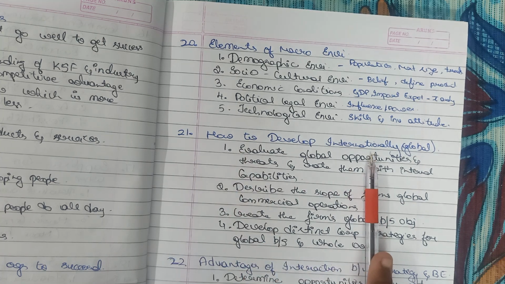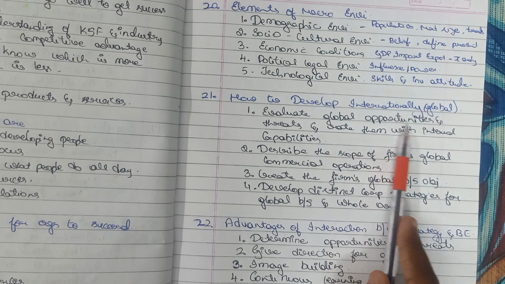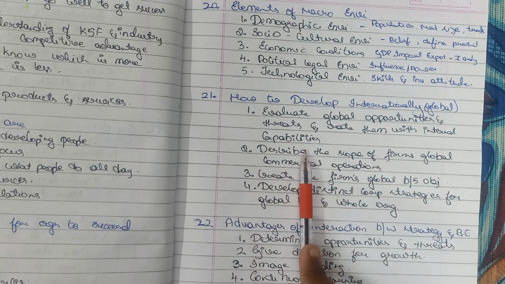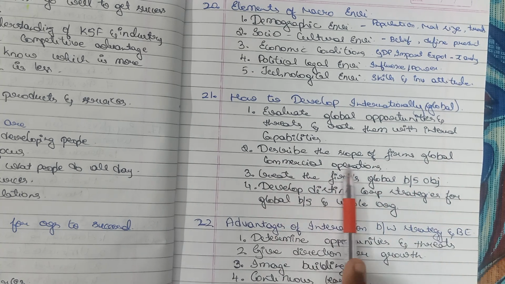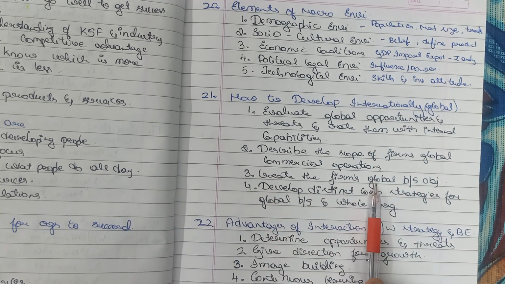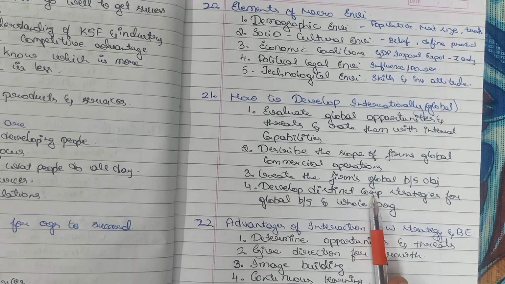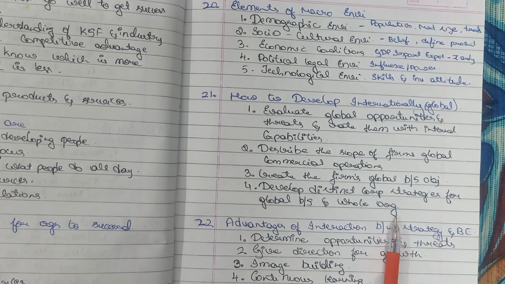How to develop internationally, that means how to go global. Evaluate global opportunities and threats and rate them against internal capabilities. Describe the scope of the firm's global commercial operations. Create the firm's global business objectives. Develop distinct corporate strategies for global business and the whole organization.